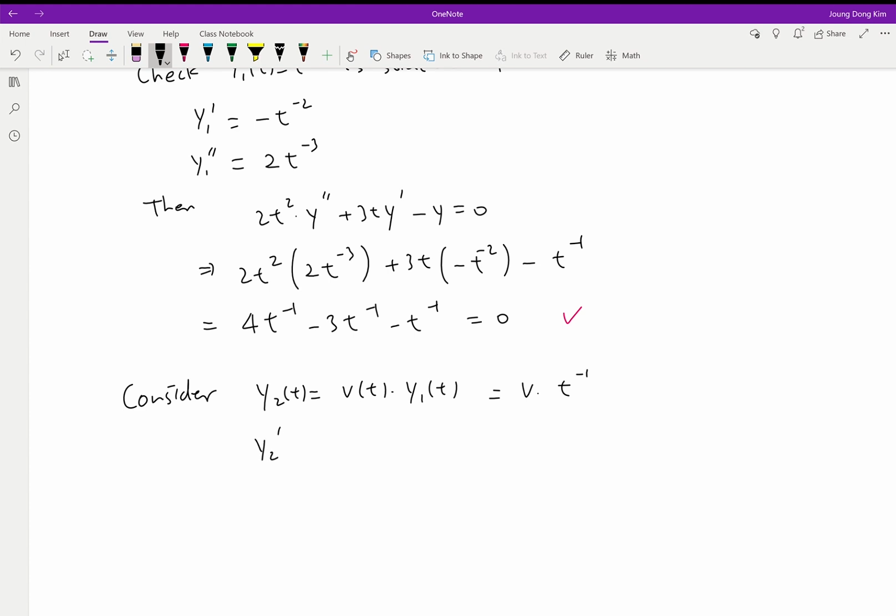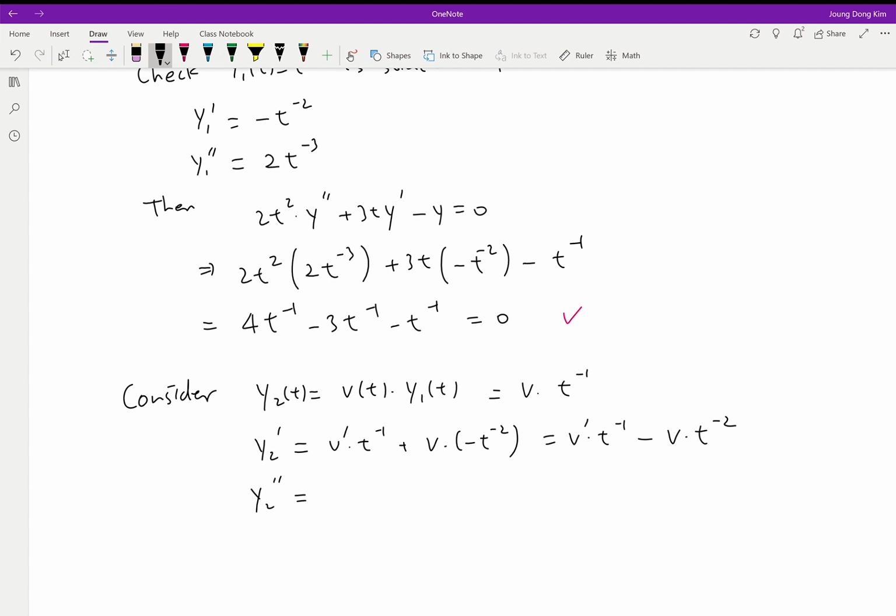So we need y2 prime, where we have to do the product rule: v prime t to the minus 1 plus v times negative t to the minus 2, which is v prime t to the minus 1 minus v t to the minus 2. And we also need the double prime as well. Both of them must be taken care of by the product rule.